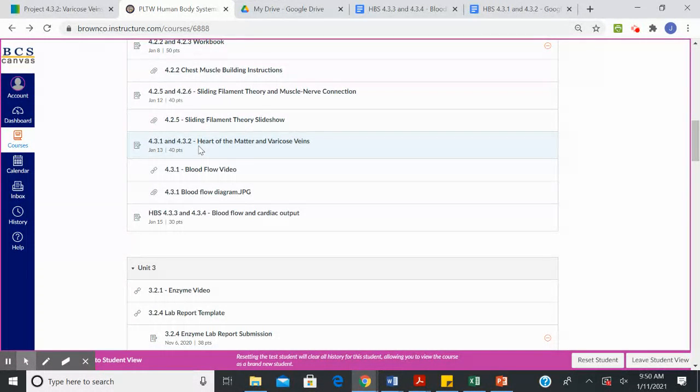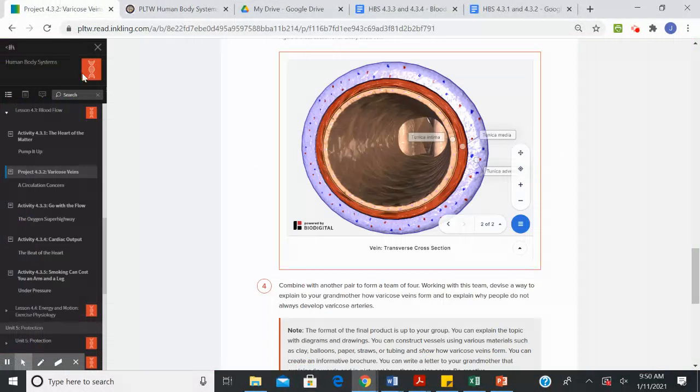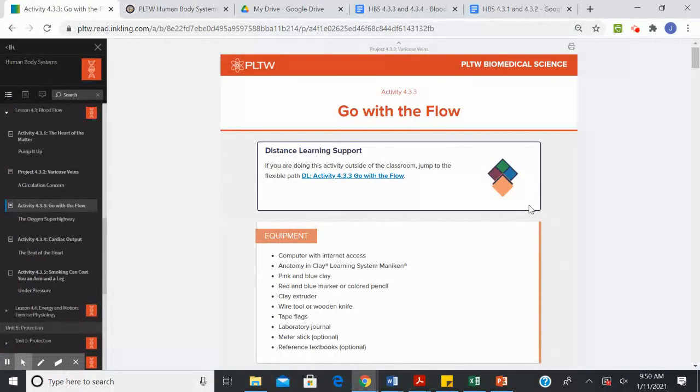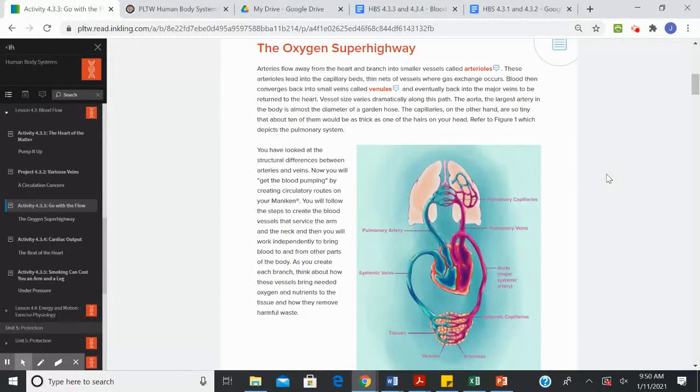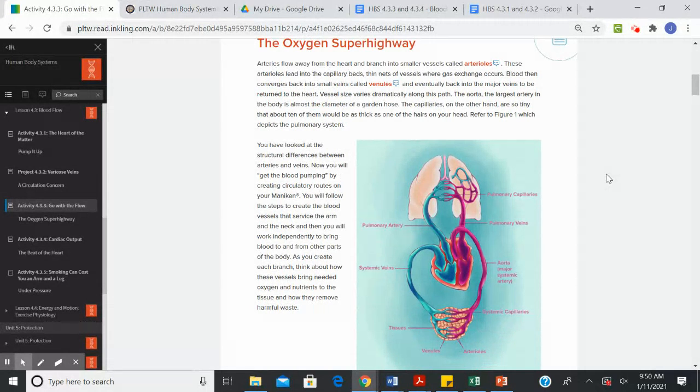So the other thing, it's not like a full day's worth of stuff to do. So the other thing I want you to get started on is blood flow and cardiac output. So while we're talking about blood flow, how does the blood get throughout the body? How does it get to the different parts of the body? So here we'll get 433. Now normally we'd be doing a big mannequin build here, but we're not going to do that this time. And so we're going to do what's called the oxygen superhighway.